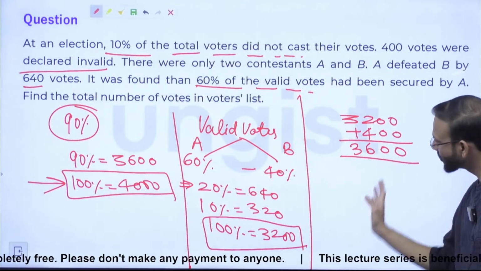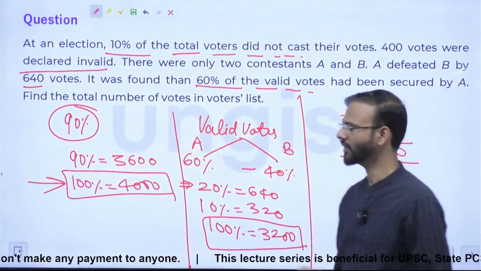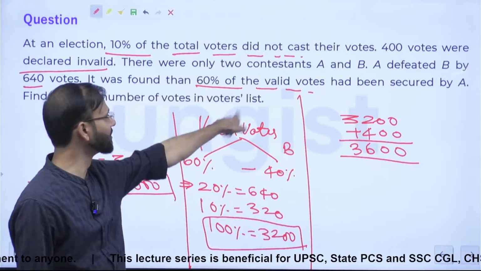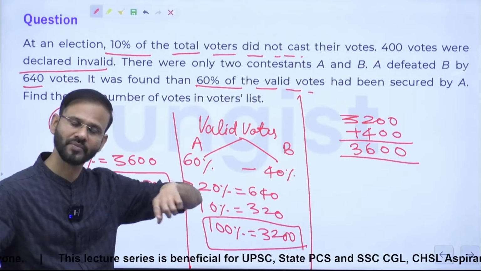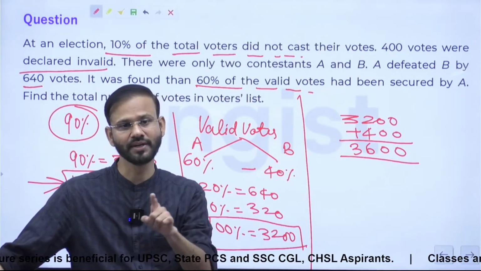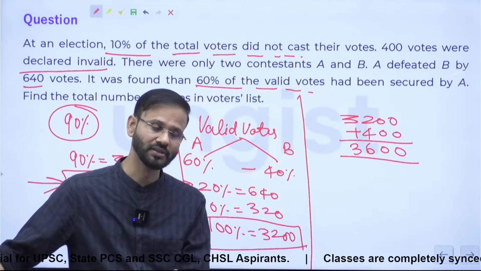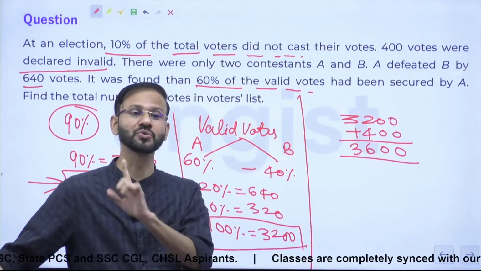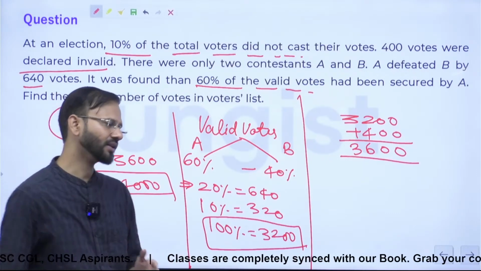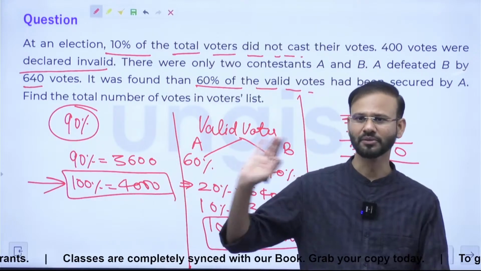We are solving all the questions in one manner only. Friends, let me tell you one thing. If the question says 60% of the valid votes, then it is different. And if the question says 60% of the total voters list, then it is different. I repeat, 60% of the valid votes is different from 60% of the total votes. Clear, everyone?